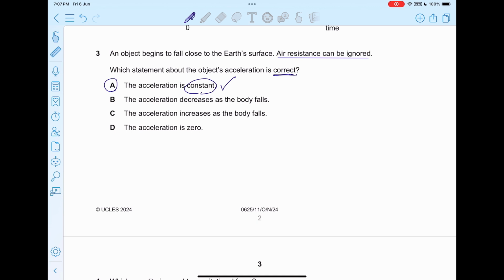B and C are wrong because the acceleration won't change since there's no air resistance. We ignored it. And D is also wrong because that means the object is at terminal velocity and they didn't specify that. So A is the correct choice.